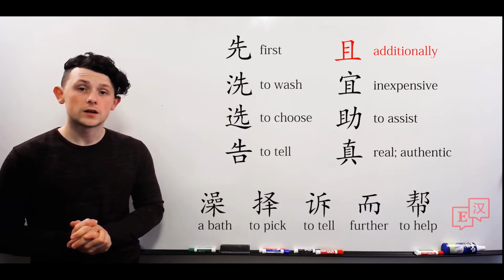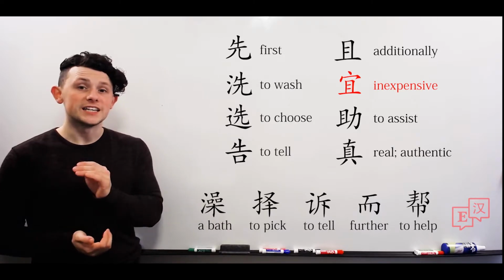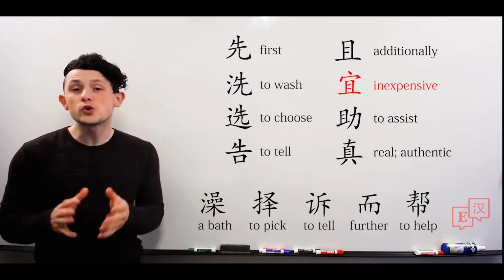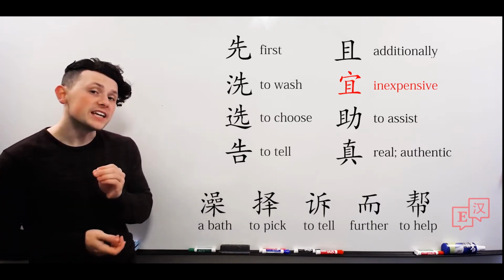Next, 宜. Yi. Yi means cheap or suitable. Cheap or suitable, usually used with cheap. Yi.